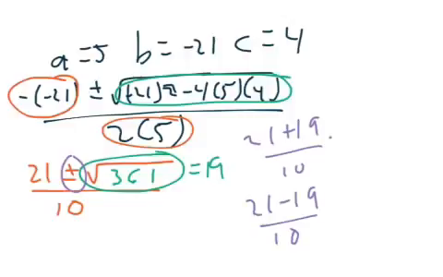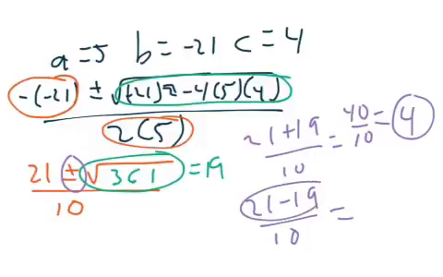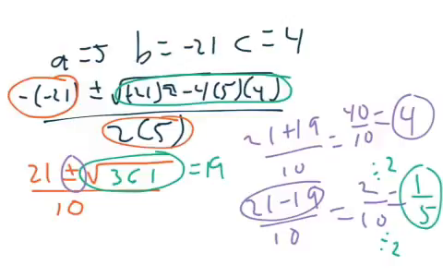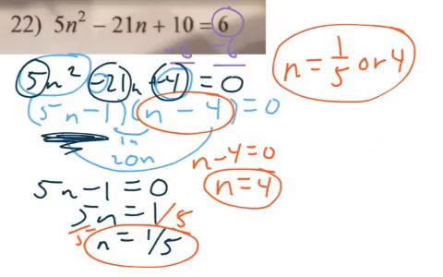And let's see, 21 plus 19 is 40 over 10. And what do you know? I get 4, don't I? And 21 minus 19 is 2 over 10. And if I reduce that by dividing by 2, I get 1/5. And notice I have exactly the same solution as I have right here.